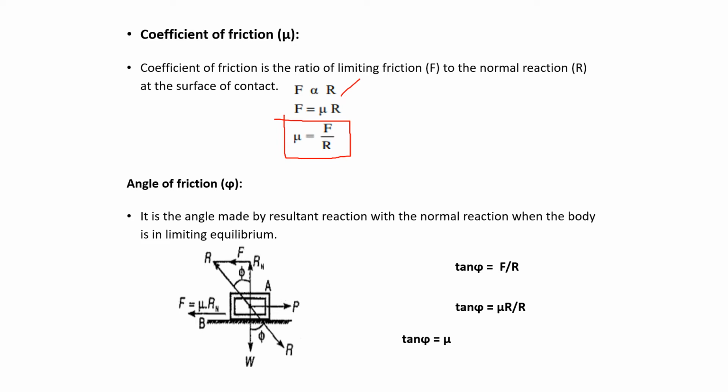Then we will see angle of friction. Its symbol is phi. It is the angle made by the resultant reaction with the normal reaction when the body is in limiting equilibrium. So angle of friction is the angle made by the resultant reaction with the normal reaction.